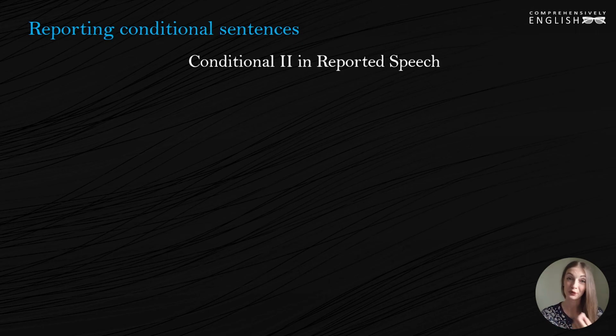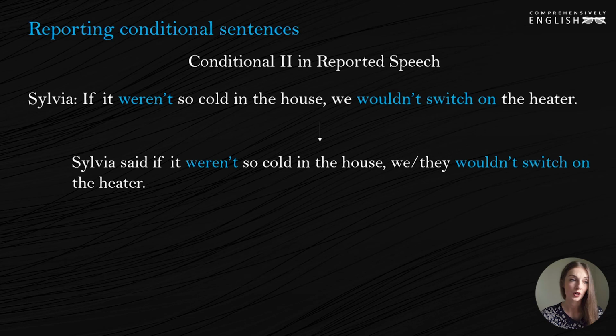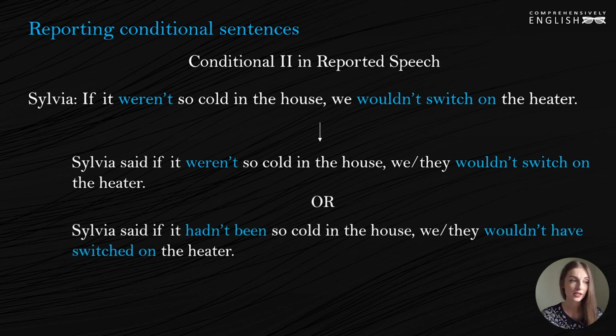that are unreal. Sylvia, if it weren't so cold in the house, we wouldn't switch on the heater. This conditional sentence can be reported as Sylvia said, if it weren't so cold in the house, we or they wouldn't switch on the heater. So we leave everything as it is. We don't change tenses. Or we can say Sylvia said if it hadn't been so cold in the house, we or they wouldn't have switched on the heater.